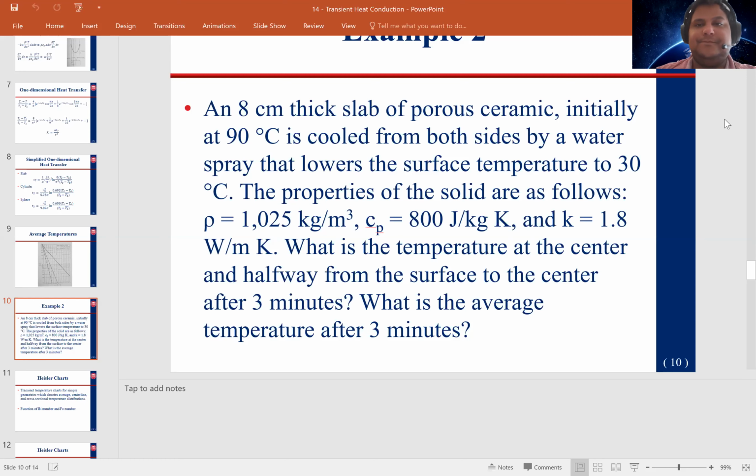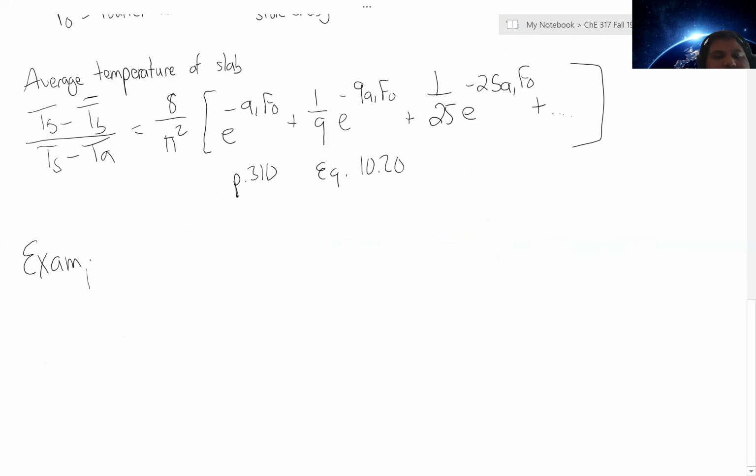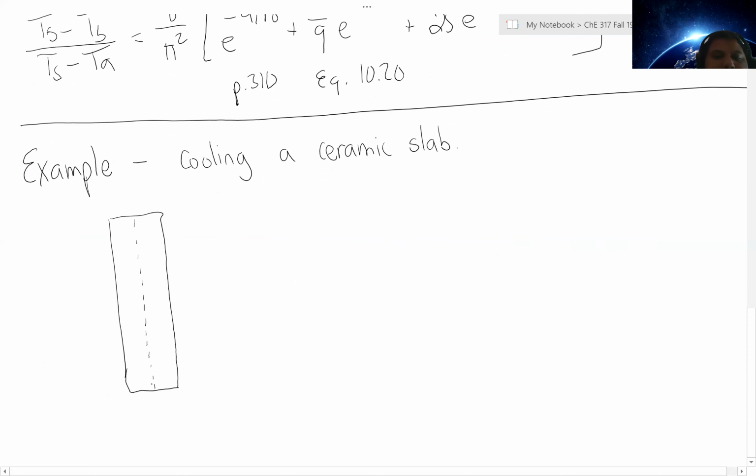All right. Let's take a look at this example together. So we have cooling a ceramic slab. This slab initially looks like this. The thickness is 8 centimeters or 0.08 meters. The temperature on the surface is 30 degrees Celsius. T naught in the center is 90 degrees Celsius.